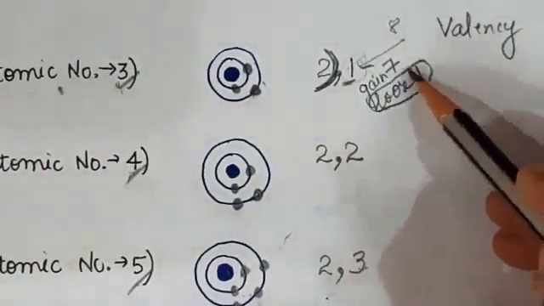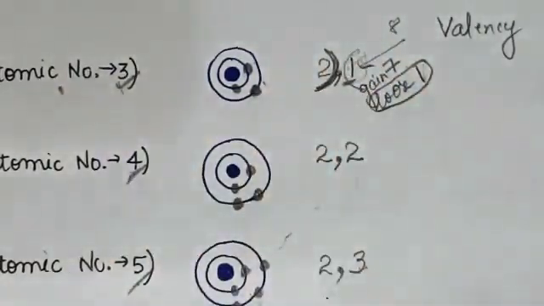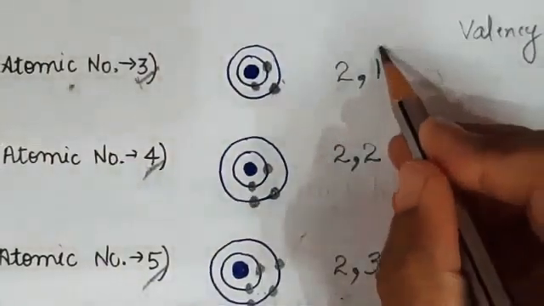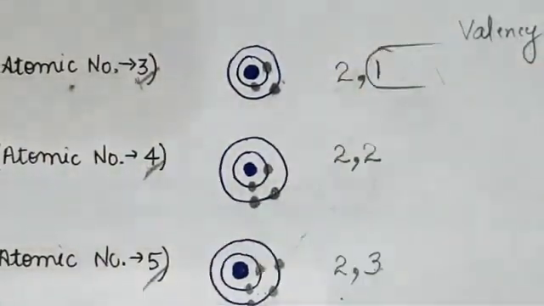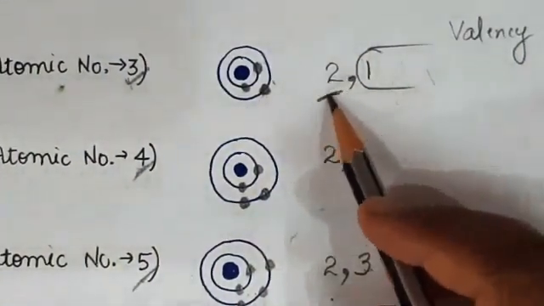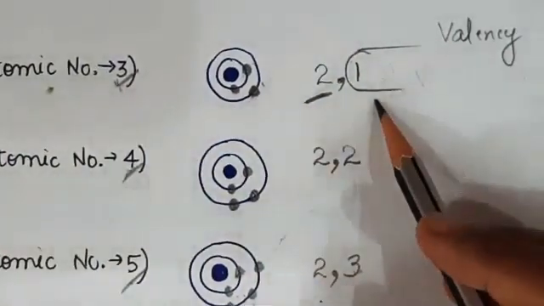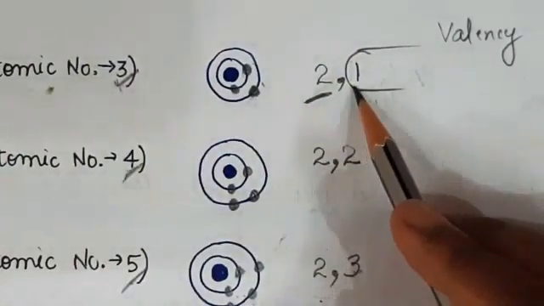Losing 1 electron is easy. So it will lose this electron. Okay. So it loses this 1 electron. And the stable configuration is achieved, that is doublet configuration. So what is the valency? How many electrons did it lose?